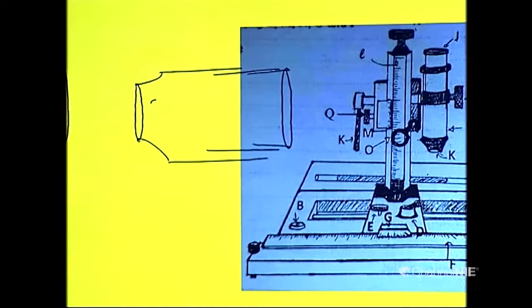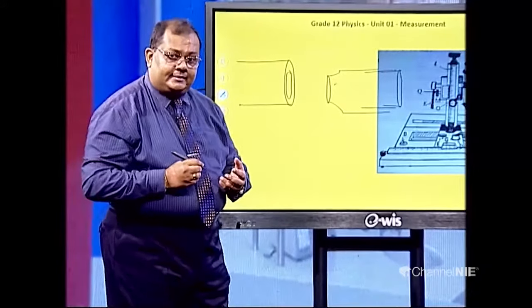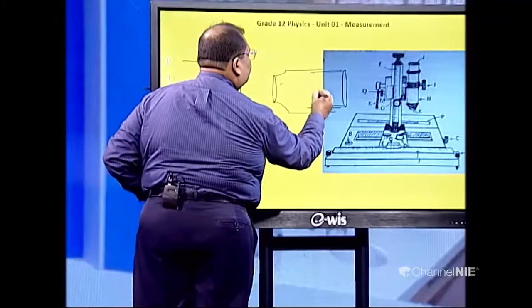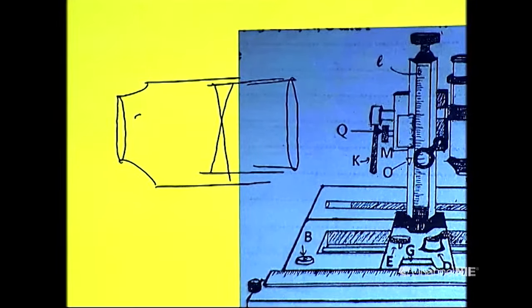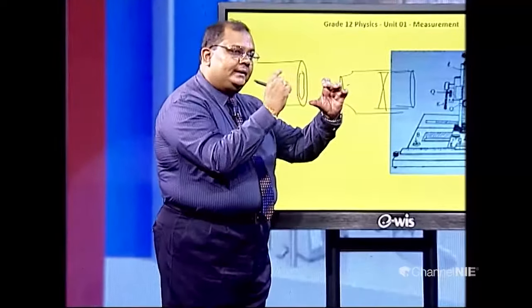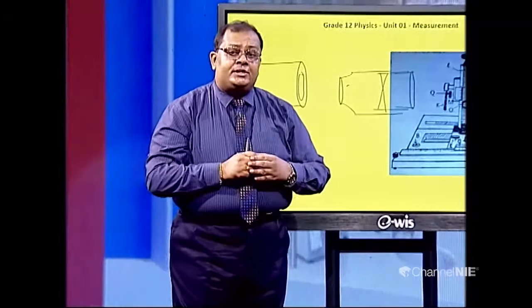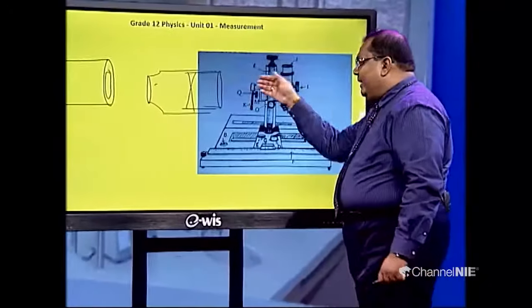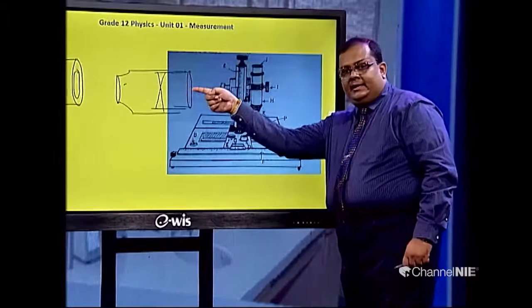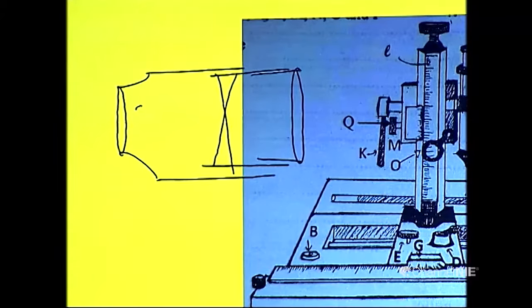Actually, before taking readings, you can see inside of this travelling microscope, cross wires are there. At the very first, move the eyepiece only. Move the eyepiece while seeing through this until you see a very sharp image of the cross wires. After that, don't move it again during the experiment.